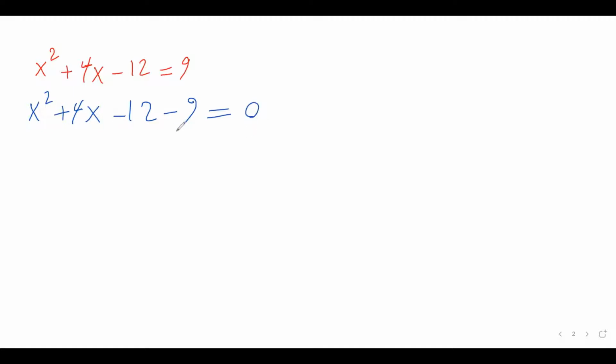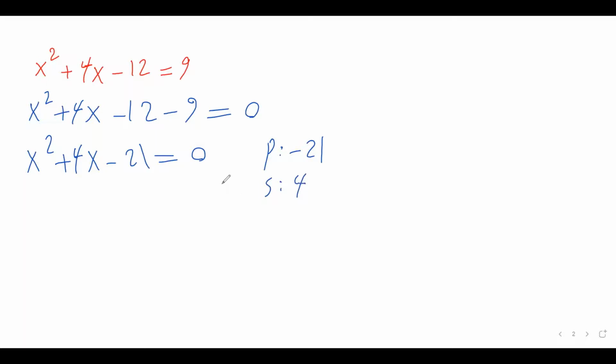Let me simplify and write it in quadratic standard form. X squared plus 4x minus 12 minus 9, that's minus 21, equals 0. Now I have the right format here. Step 1 is done. I have to do step number 2, which is factoring. I have to factor this one, x squared plus 4x minus 21. Again, I'm looking for two numbers, which their product is minus 21 and their sum is 4.